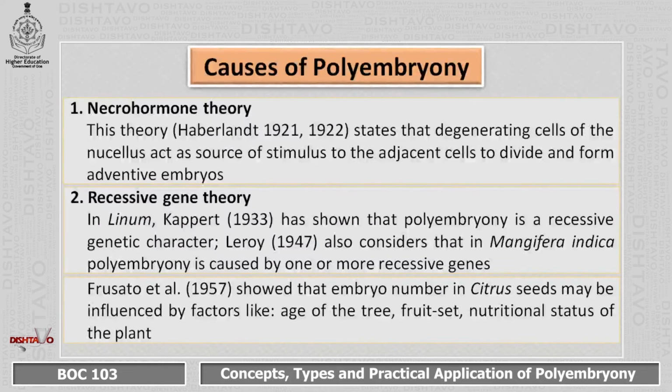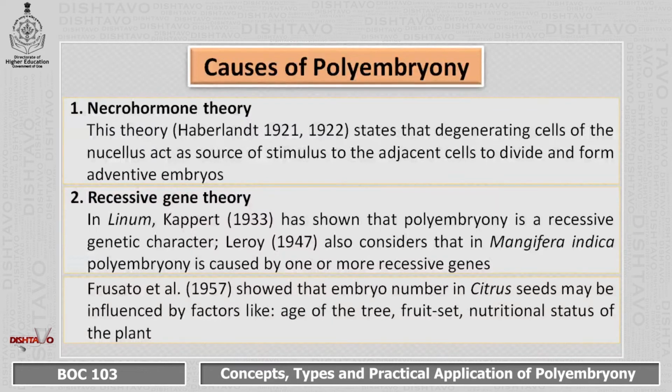Causes of polyembryony. Necrohormone theory. This theory states that degenerating cells of the nucellus act as a source of stimulus to the adjacent cells to divide and form adventive embryos. But no clear evidence is available to show that adventive embryony is induced by the secretory substances of the dying cells.